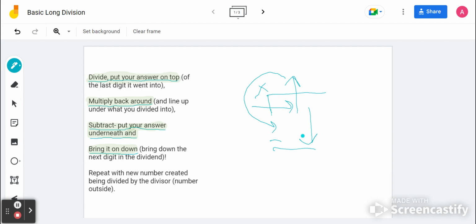So that is the chant. I will sing it one more time. Divide, put your answer on top, multiply back around, subtract, put your answer underneath and bring it on down.